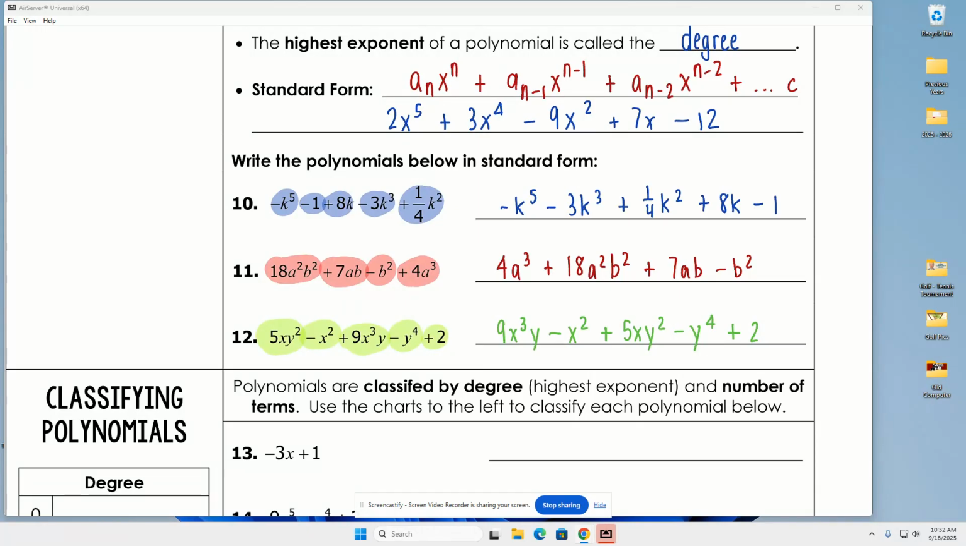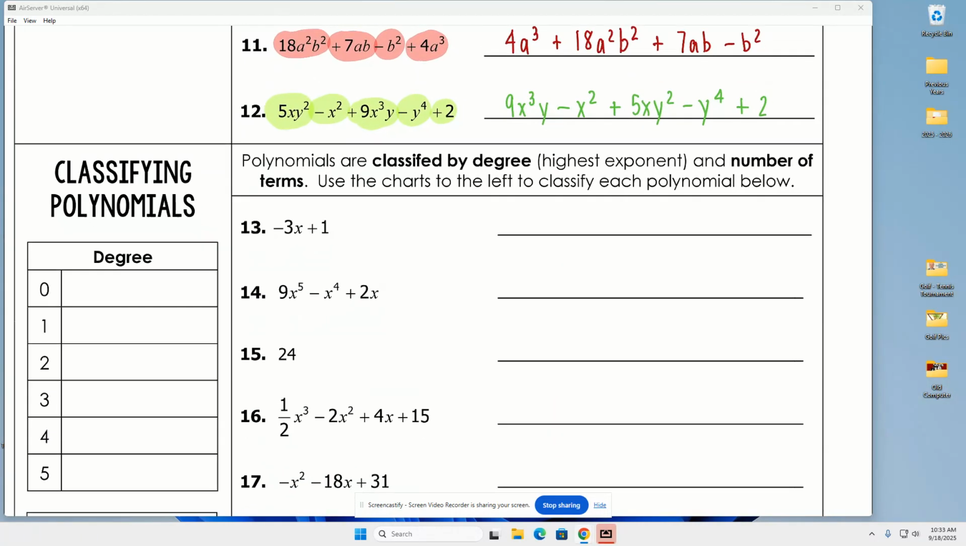Now, to our classifications. We are classifying it by two things. One, the degree. What did we say the degree is? Your biggest exponent. Whatever your biggest exponent is will determine one of our classifications. The second thing that we're going to classify polynomials by is how many terms they have. How many different parts are separated by pluses and minuses? Those are the two ways that we're going to classify polynomials.